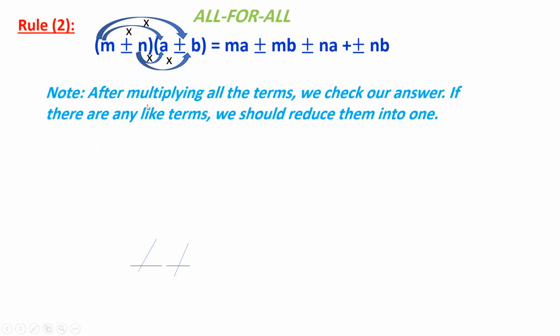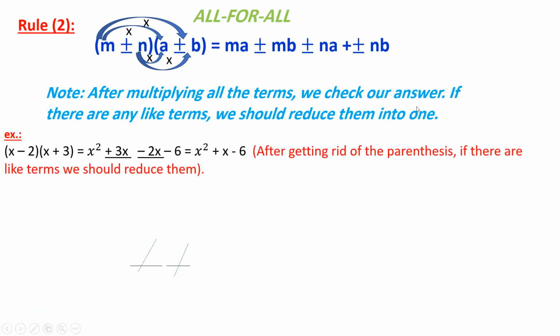As a note, after multiplying all the terms using this rule, which is all for all, we check our answer. If there are any like terms or similar monomials, we should reduce them into one monomial. Now we will see an example. We have x minus 2, this is the first binomial, and x plus 3 is the second binomial.